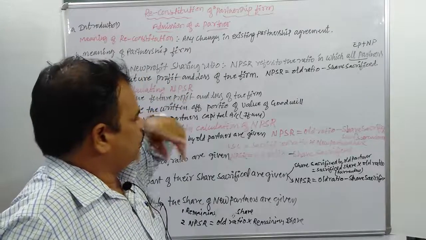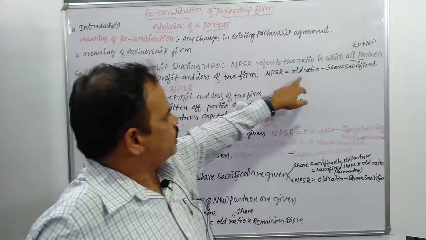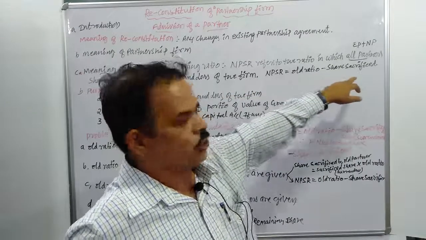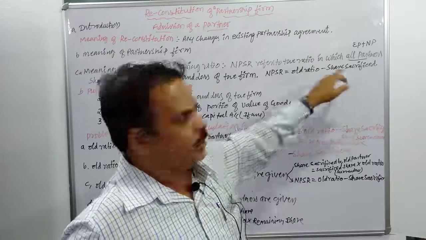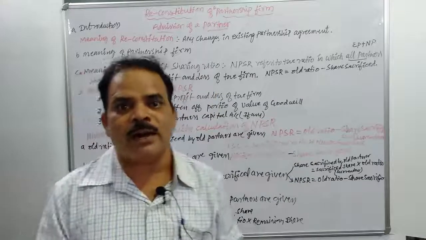When we are going to calculate the new profit sharing ratio, the new profit sharing ratio is equal to old ratio minus share sacrificed. Old ratio minus share sacrificed. What do you mean by this?